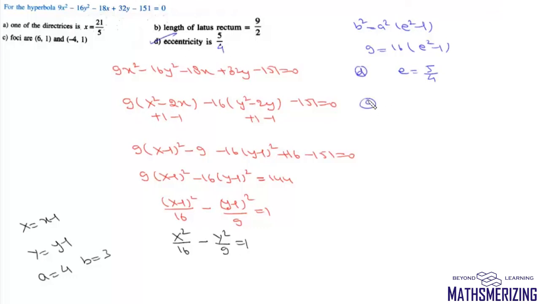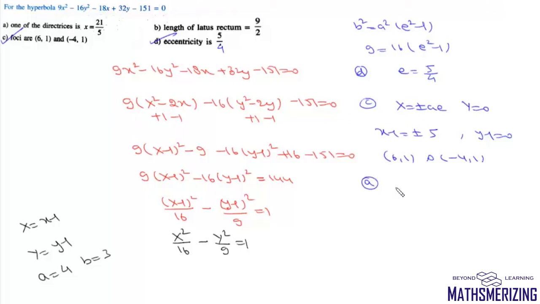Now focus is at plus minus ae comma 0. So capital X equals plus minus ae and capital Y equals 0. So capital X is x minus 1 and this is plus minus a into e. So a into e is simply 5 and capital Y is y minus 1 equals 0. So if we take the plus sign, we'll get 6 comma 1, and if we take the minus sign, then we'll get minus 4 comma 1, and that's your option C.